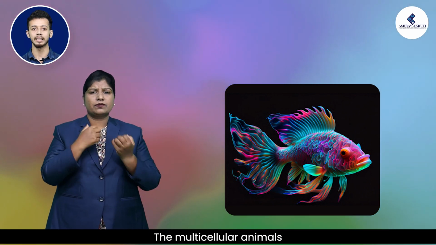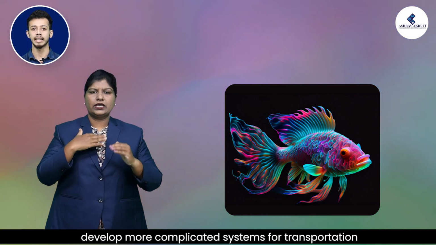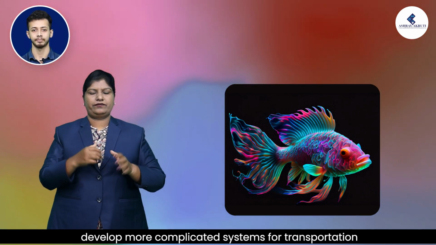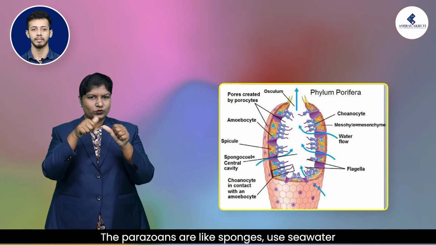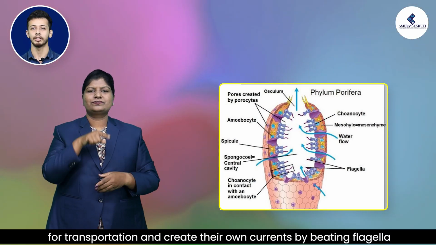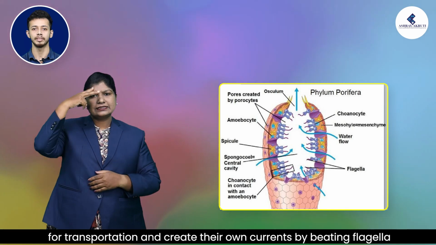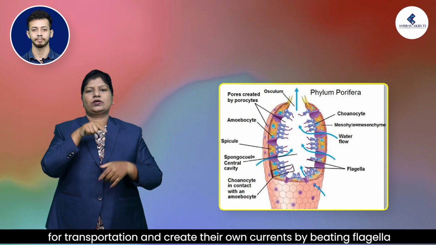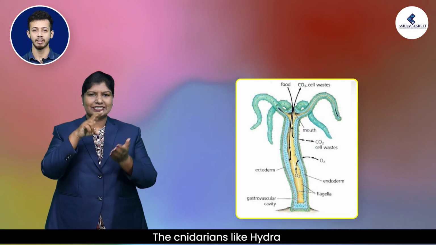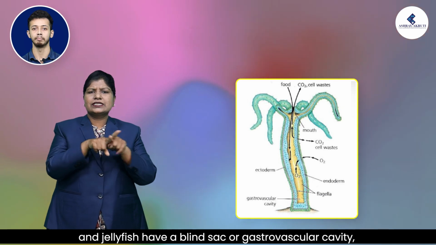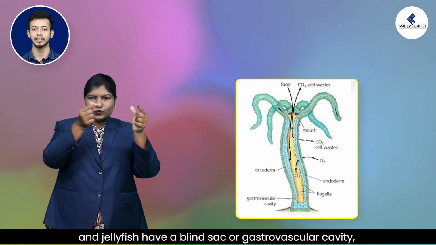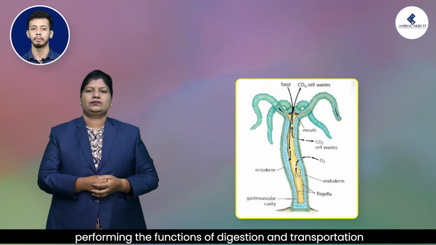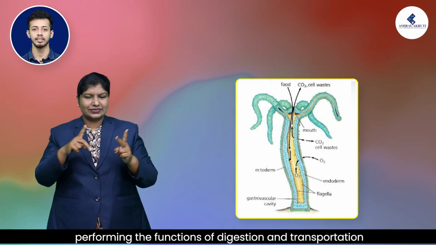The multicellular animals develop more complicated systems for transportation. The parazoans, like sponges, use seawater for transportation and create their own currents by beating flagella. The cnidarians, like hydra and jellyfish, have a blind sac or gastrovascular cavity, performing the functions of digestion and transportation.